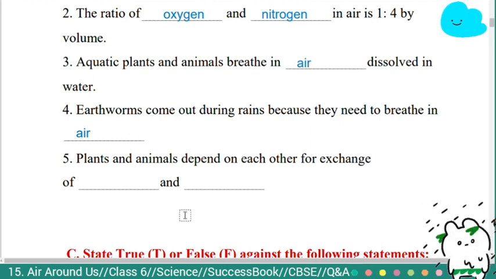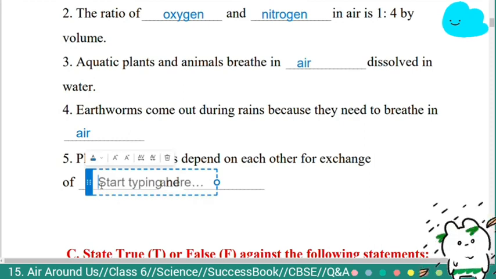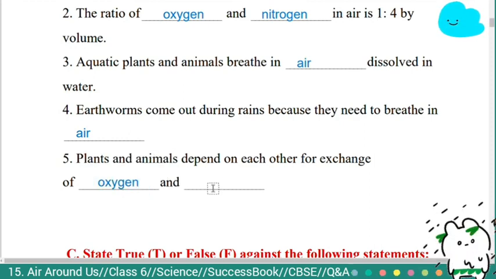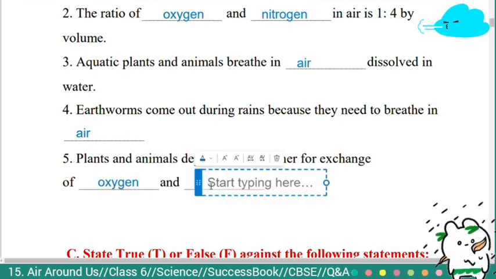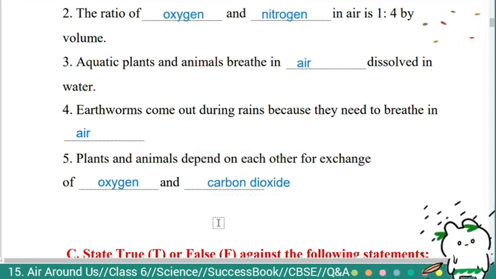Fifth, plants and animals depend on each other for exchange of dash and dash. Plants and animals depend on each other for exchange of oxygen and carbon dioxide.